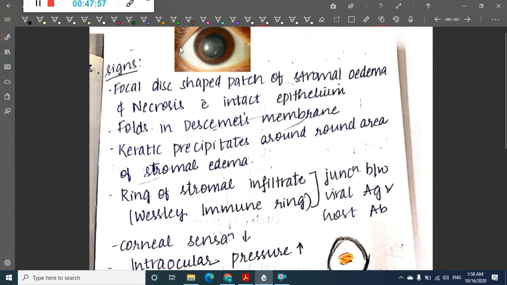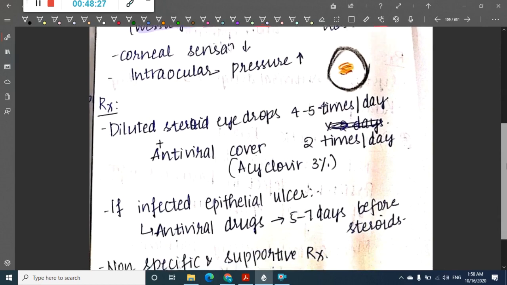So here you can see a focal disc-shaped patch of stromal edema. Around this, sometimes you can see keratic precipitates also. You can see this ring of stromal infiltrate, which you see around, and that is called the Wessely immune ring, seen in disciform keratitis.